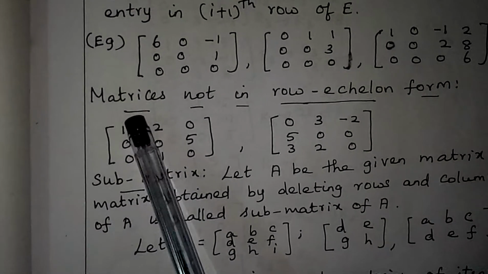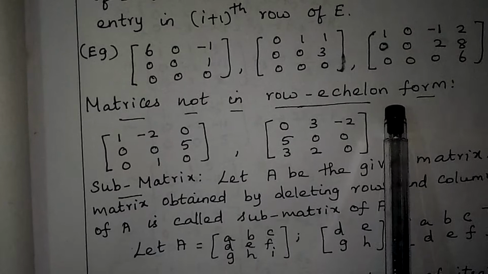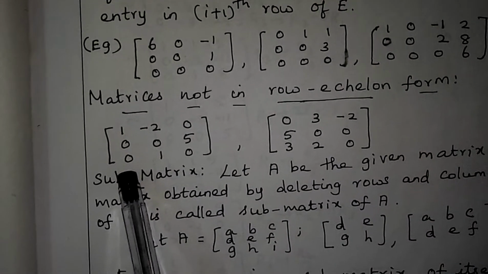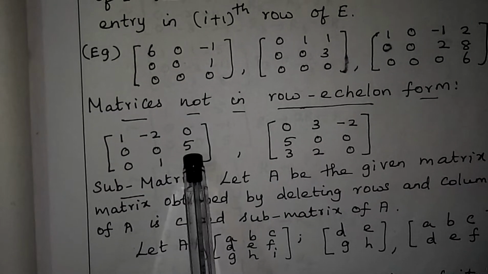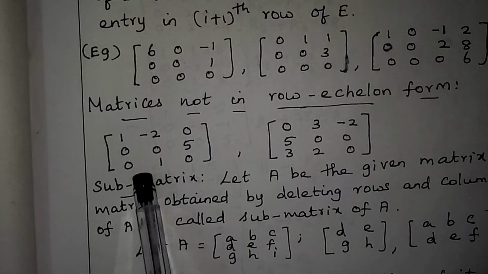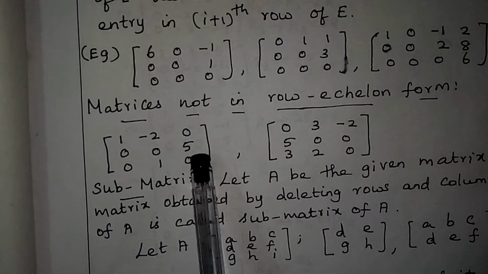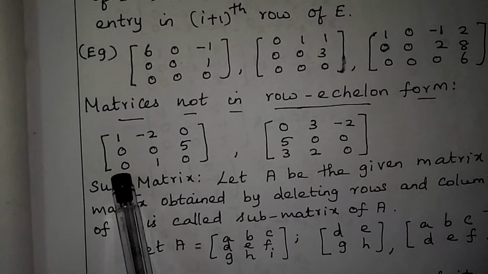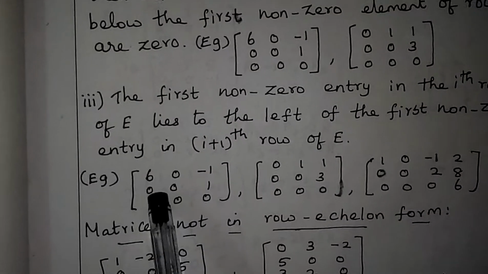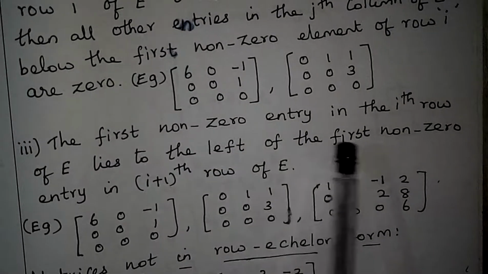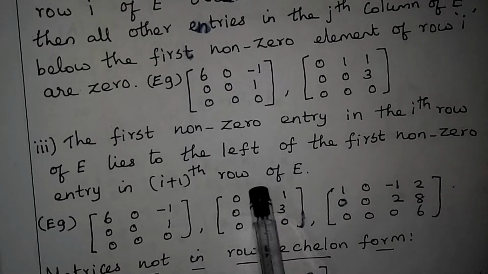Okay. So now we are seeing some examples of matrices that are not in row echelon form. You see this matrix, it is not in row echelon form because here the first non-zero element is 5, but here the first non-zero element is 1. That is, the first non-zero element in the second row is 5 and it is in the last place, and in the third row the first non-zero element is 1 and it is here. But what condition do we have here? The first non-zero entry in the ith row of E lies to the left of the first non-zero entry in the (i+1)th row of E.